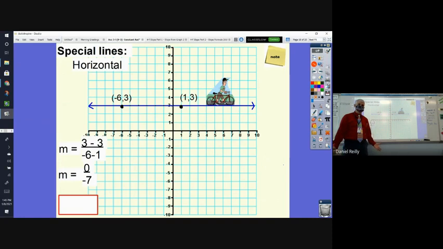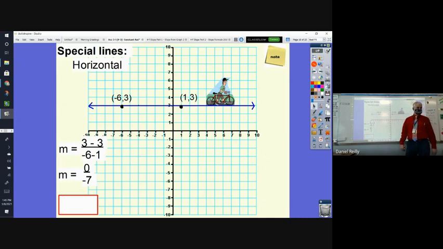So as long as one of the units doesn't change, it's 0. If it's a horizontal line, the y coordinates do not change. They're both the same. If I put this into the slope formula, 3 minus 3, y2 minus y1, I get 0 on the top. Wouldn't this be the same for a vertical line? Well, let's take a look, Alex, on the next slide.